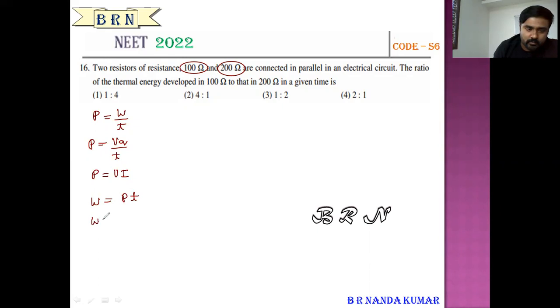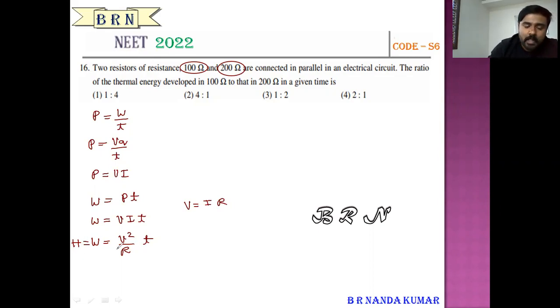So work done by the charge particle is P into T. P means VI, VI into T. So W is equal to, here the voltage is constant, so Ohm's law must be applied here. According to Ohm's law, V is equal to IR, right? So I is equal to V by R. I is equal to V by R, so this is V square by R into T. So this work done is actually converted into heat, that is thermal energy.